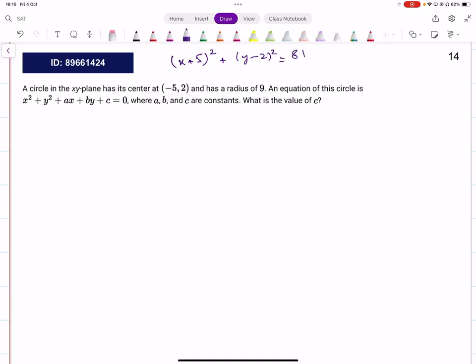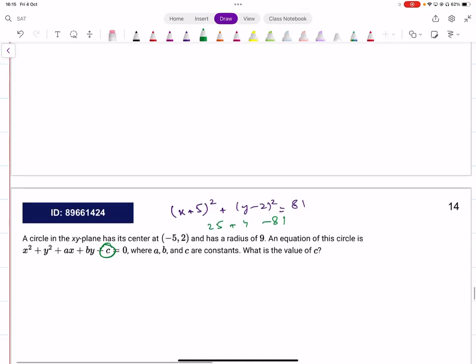Simplify the left hand side as well. The constant from this is going to be 25. The constant from this is going to be 4. And from the other side, you have minus 81. This is going to be C. Okay? So that's 29 minus 81, whatever that number is.